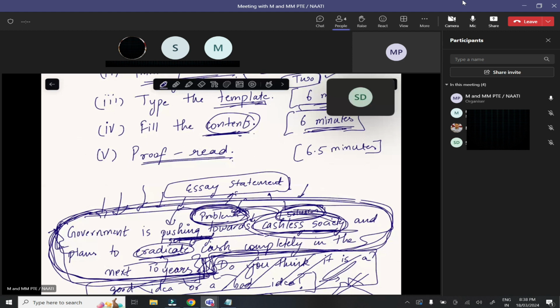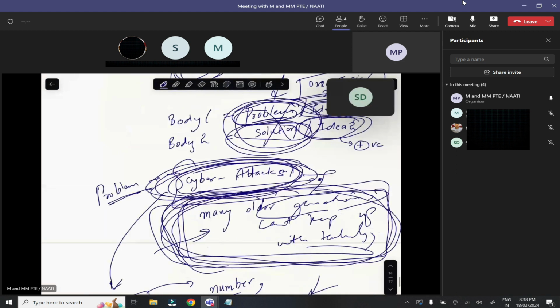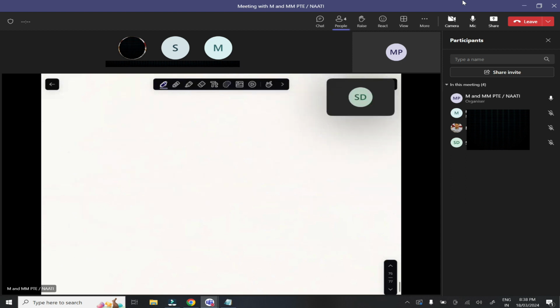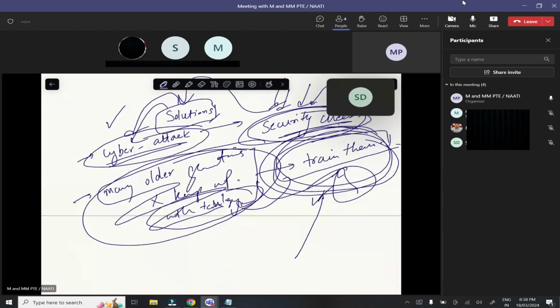Again, body 1 paragraph, cashless society is a bad thing. Body 2, cashless society is a good thing. So we are not fussed about our conclusions. We're just using simple sentences. Everyone clear with the body 2? Yes. Any questions up until now before I explain the final conclusion?